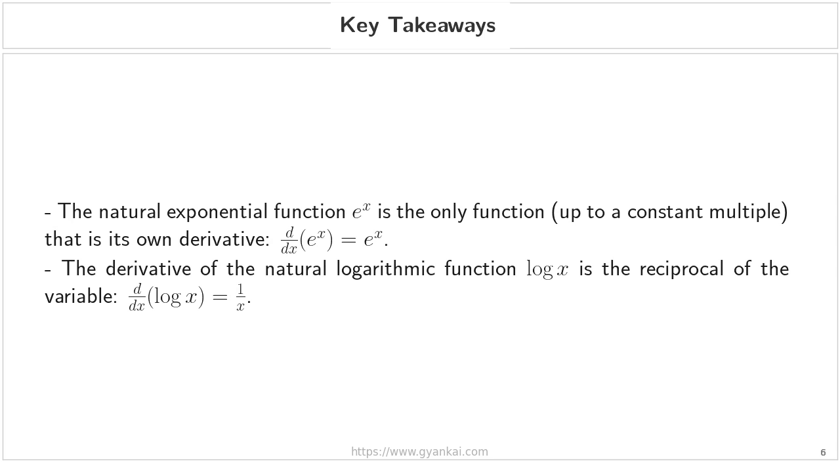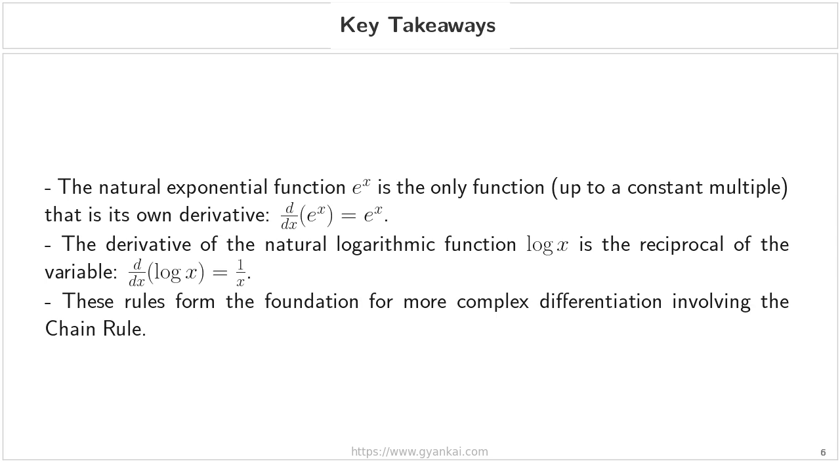Secondly, remember our discussion on the natural logarithmic function, log x. Its derivative is a straightforward algebraic fraction. Specifically, it is the reciprocal of the variable. In other words, the derivative of log x with respect to x equals 1 over x. Finally, it is important to realize that these two fundamental rules are not just isolated facts. They serve as the essential building blocks for more advanced calculus. Once you have mastered these basics and are mindful of the common pitfalls we mentioned, you will be well prepared to handle more complex differentiation problems involving the chain rule, which we will cover in our next set of lessons.